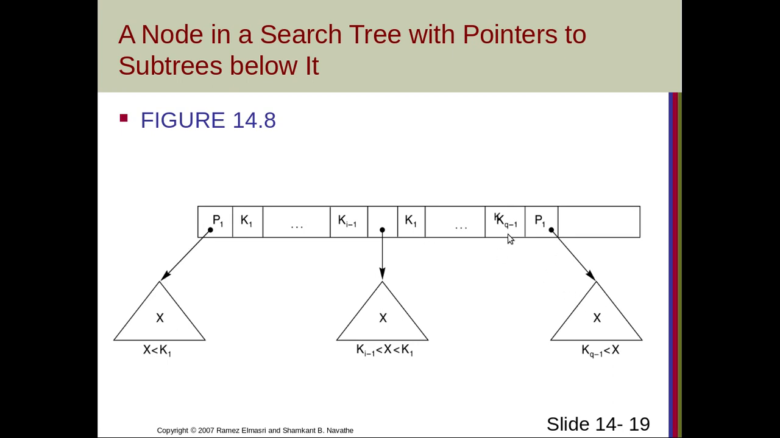And the last one is Kq minus 1, and here we have Pq. It is the rightmost pointer, and that pointer is pointing to a subtree in which every key value should be greater than Kq minus 1. So this is a search tree.